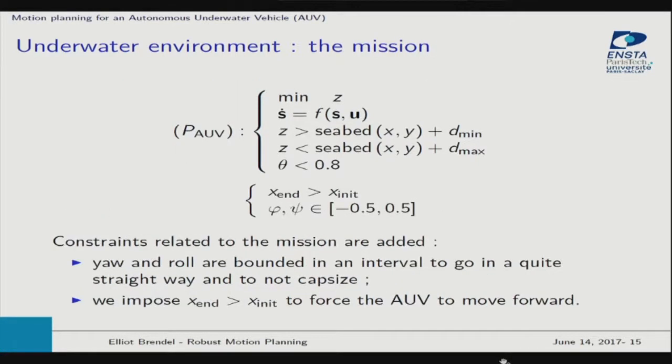Then we consider a particular mission. So here we want the AUV to go forward. So we impose x end bigger than x init. And we also bounded phi and psi to limit for the AUV to not capsize and to go in a quite straight way.